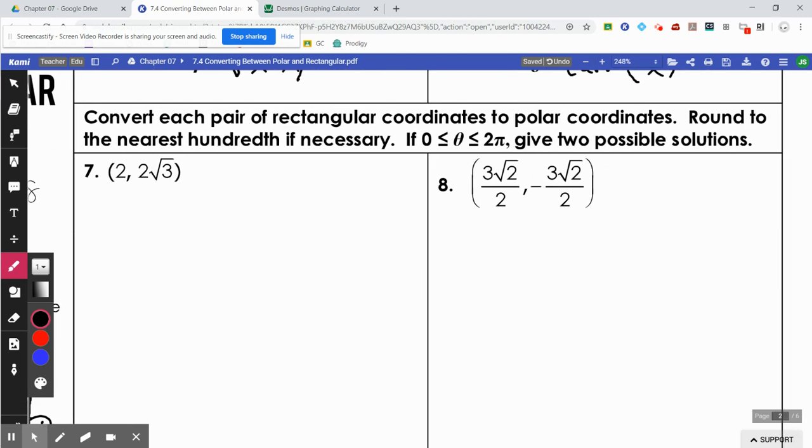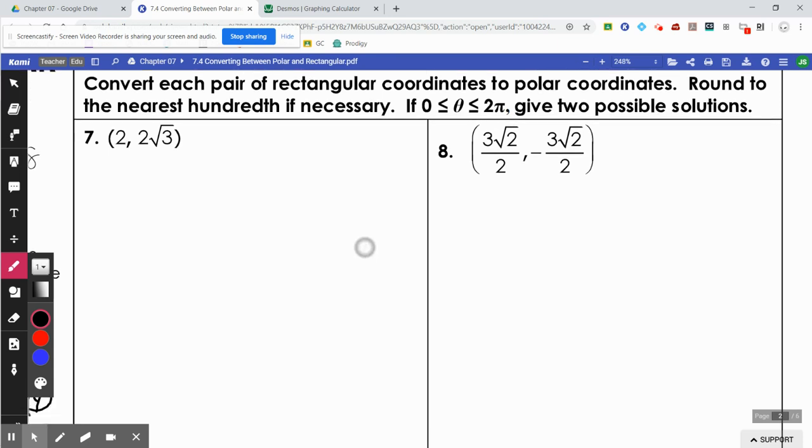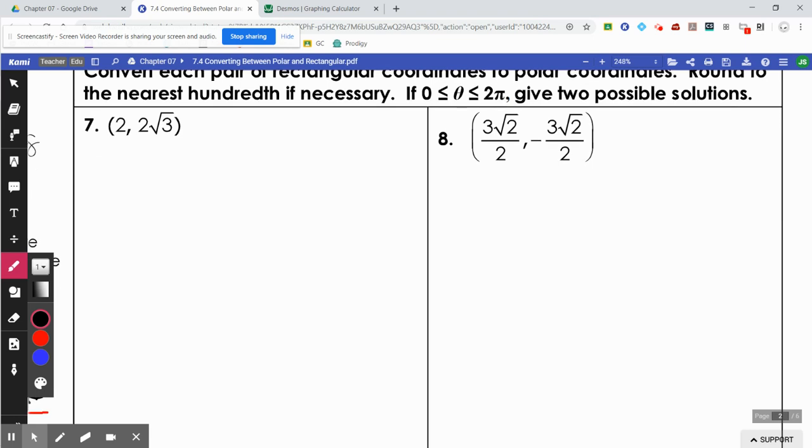So here's what we do first, and which, by the way, let's read our directions. Convert each from rectangular to polar, round to the nearest hundredth or 2 decimal places, and if your angle is between 0 and 2 pi, give 2 possible solutions. So we don't want just one answer. We want to give 2 possible answers that could be these points, because again, we know there are multiple points because of coterminal angles that give us the same values.